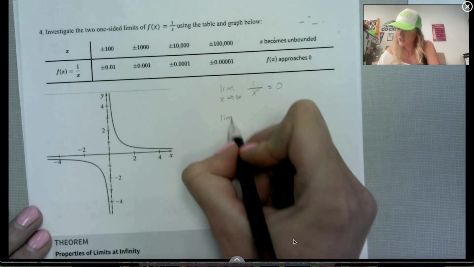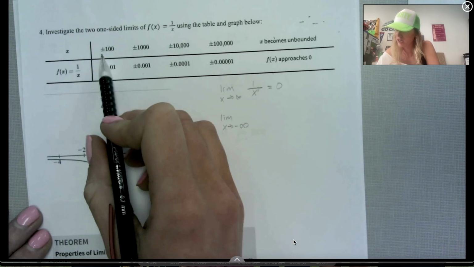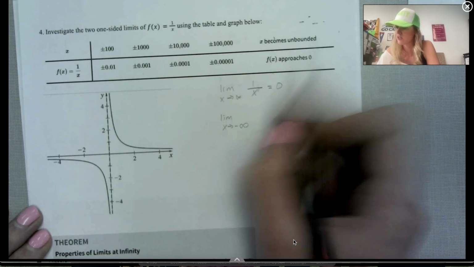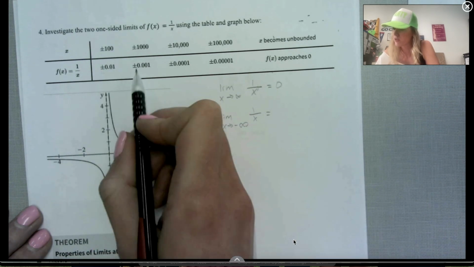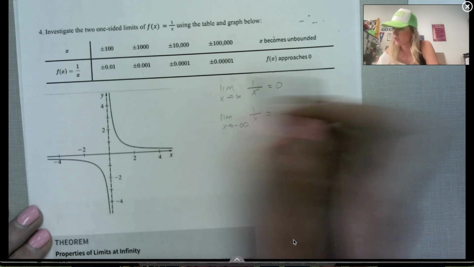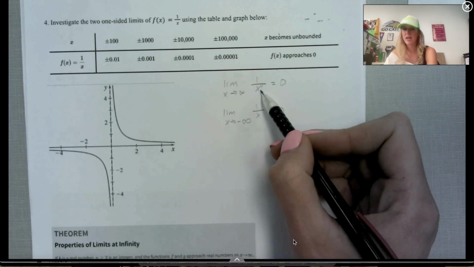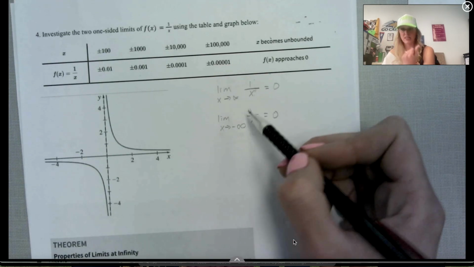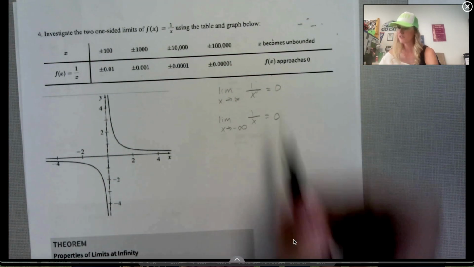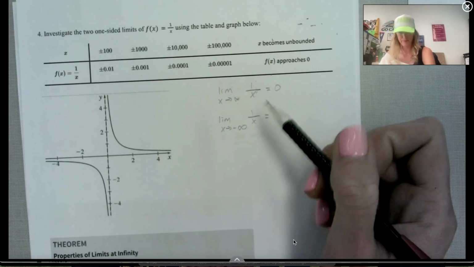Now the limit as x went to negative infinity, so these negative numbers, negative 100, negative 1,000, negative 10,000 of 1 over x, also equals 0. Even though these numbers are negative, they're getting closer and closer to 0. Which kind of makes sense, right? 1 divided by any large number, the bigger that number gets, the closer this fraction's getting to 0. So we're approaching 0, regardless of if it's positive infinity or negative infinity that we're approaching.